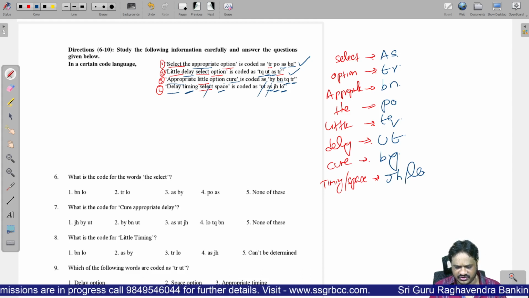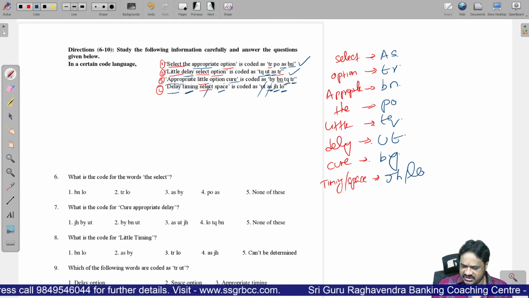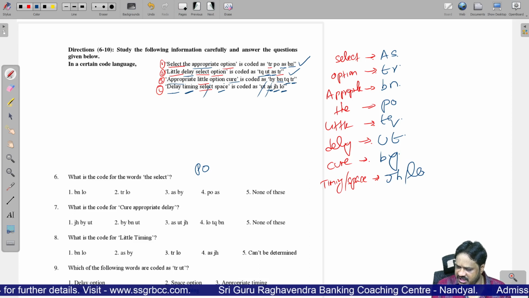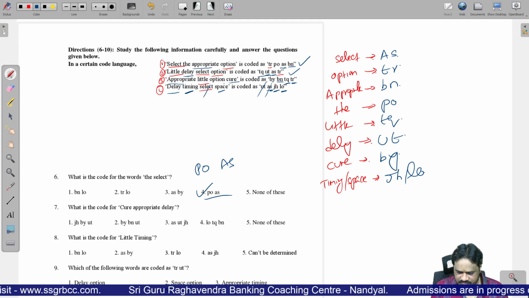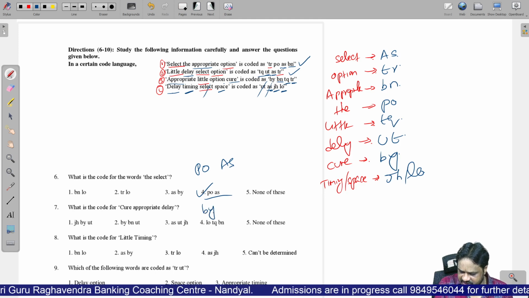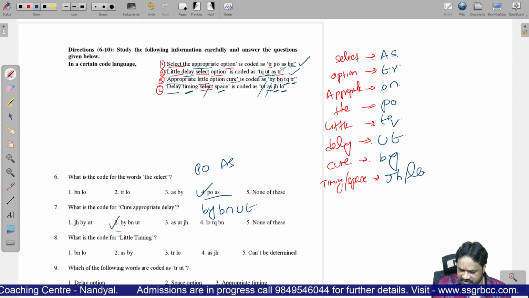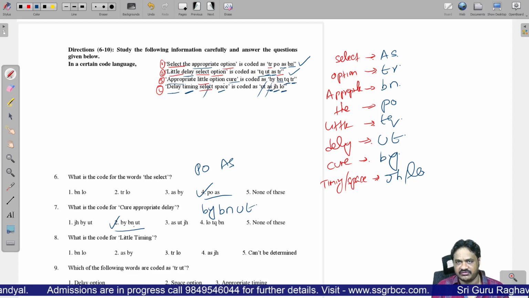Now let us move to the questions. First one, what is the code for select? The means PO. Select means AS. So the fourth one is the correct answer. Then what is the code for cure appropriate delay? Cure means BY, appropriate means BN, delay means UT. So BY, BN, UT. It need not be in the same order. Second one is the correct answer.